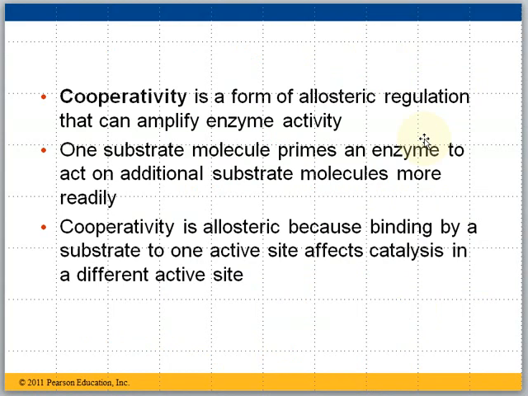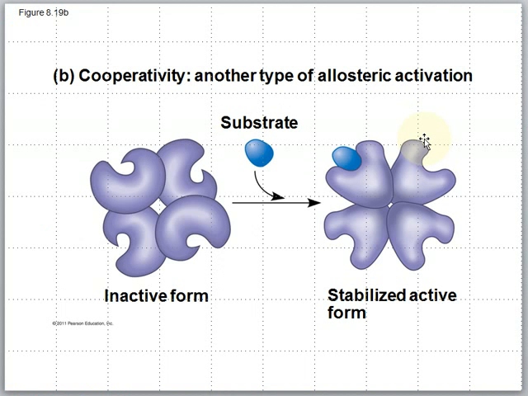One last form of allosteric regulation to talk about is called cooperativity. Cooperativity is basically where you have a substrate molecule that will bind to the enzyme at one of the active sites, and that further enhances that enzyme and its ability to do its job. So cooperativity is a positive allosteric regulation. It is enhancing the active sites of the enzyme.